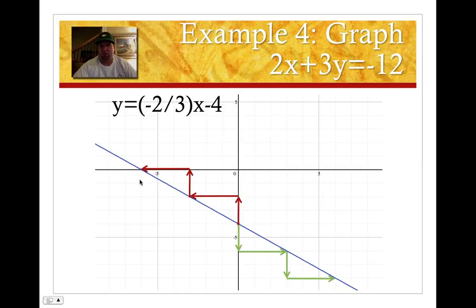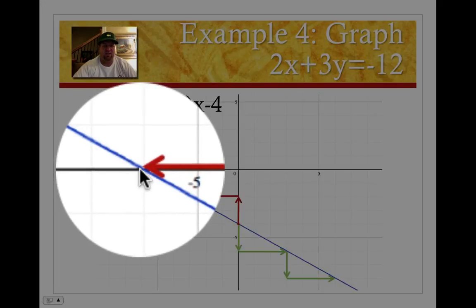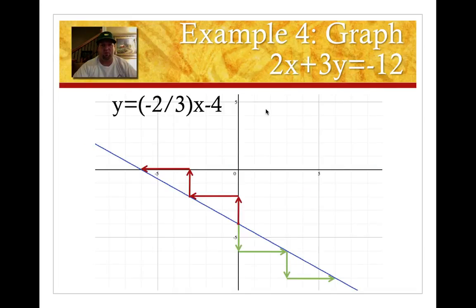Now, you may want to pick one of these points and check it. For instance, this point right here is (-6, 0), which means the x is -6 and the y value is 0. If I plug those in, -6 for x, I get -6 times 2 is -12. And then 3 times the y, which was 0, is 0. So -12 plus 0 is equal to -12. So I know that that point does work. And I could check any of these other points as well.